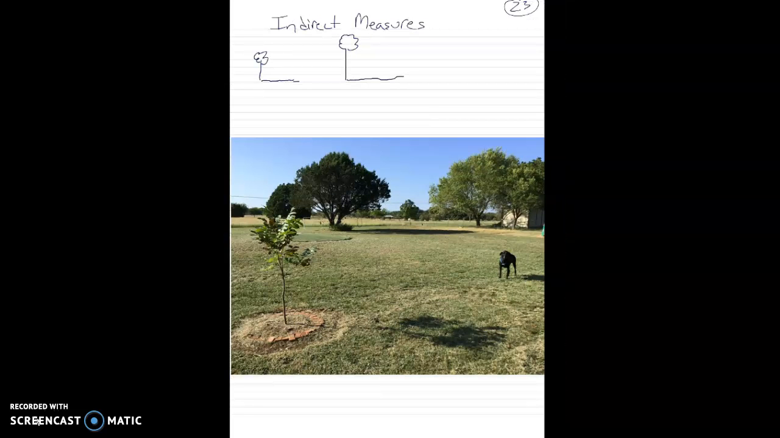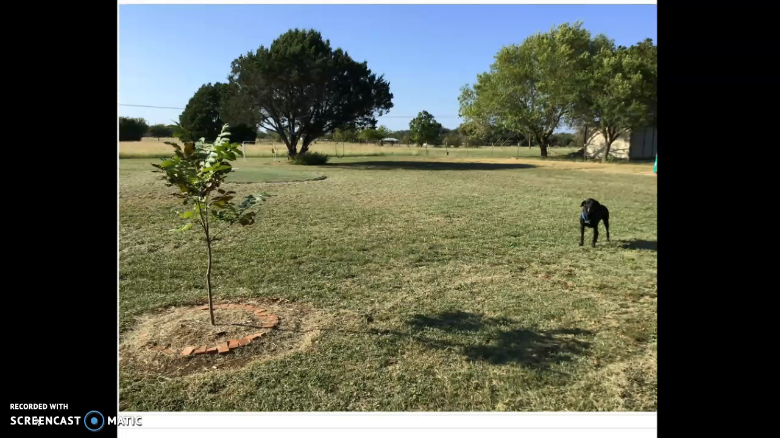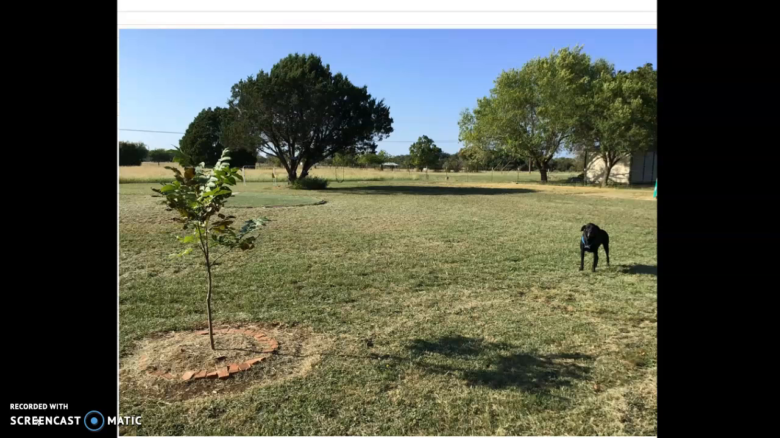Alright, so indirect measures is a way to find out measurements of something that you can't reach. Okay, so that's Boomer right there, by the way. This is my backyard, and this is a little pecan tree, and in the background where you see that shadow right there is a cedar tree. So using indirect measures, I'm going to try this in white. Yeah, maybe you can see that a little better. Using indirect measures, we can actually find out how tall that cedar tree is back there.